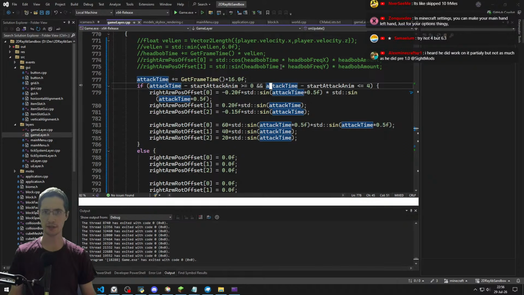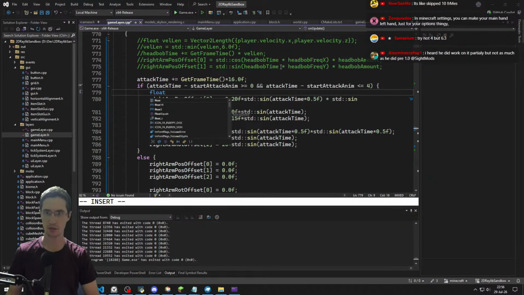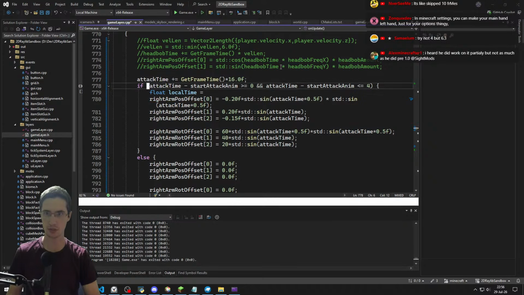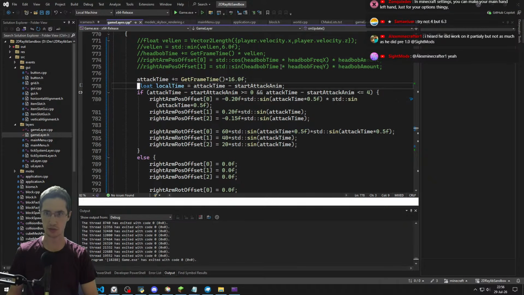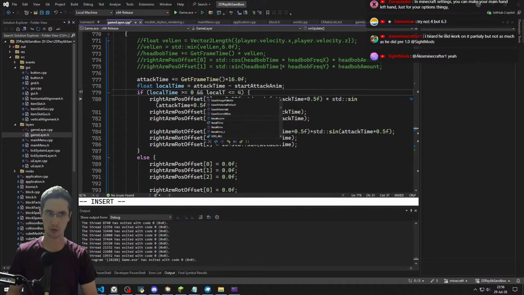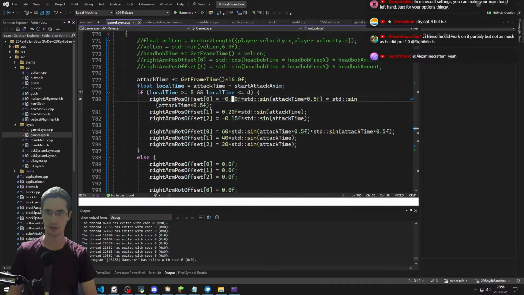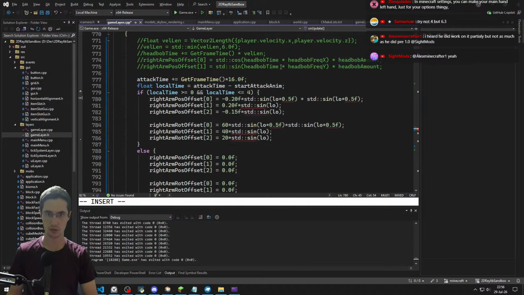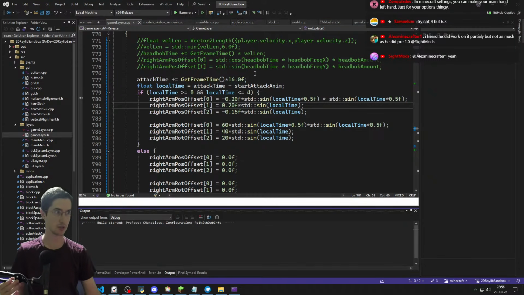Oh, no, chat, I have an idea. Here we do float local time equals, yeah, we just do this, chat. Done. That's it. We can push it to be here, local time, like that. And here, instead of attack time, we do local time, like that. This should do it, chat.